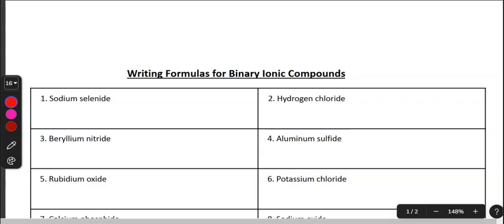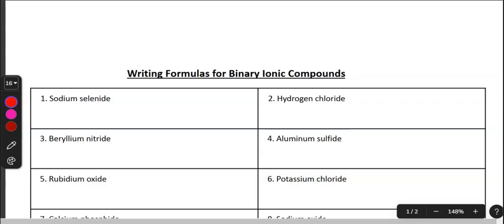Hello again, chemistry students. Today we are writing formulas for binary ionic compounds. So in the last video, we looked at how we name a compound when we're given the actual formula. Here we are given the name and we need to write the formula. So we're going in the opposite direction.